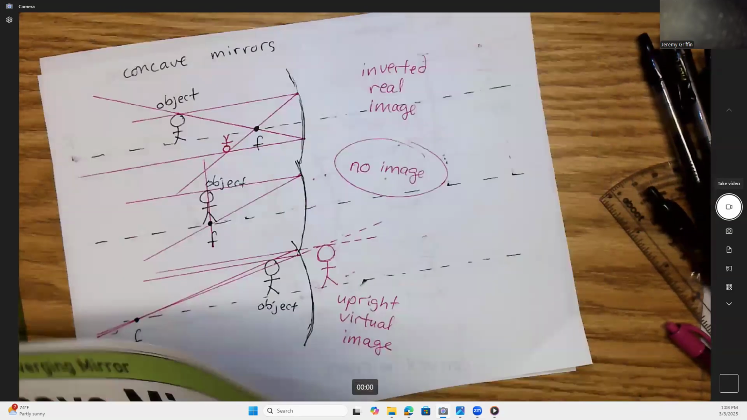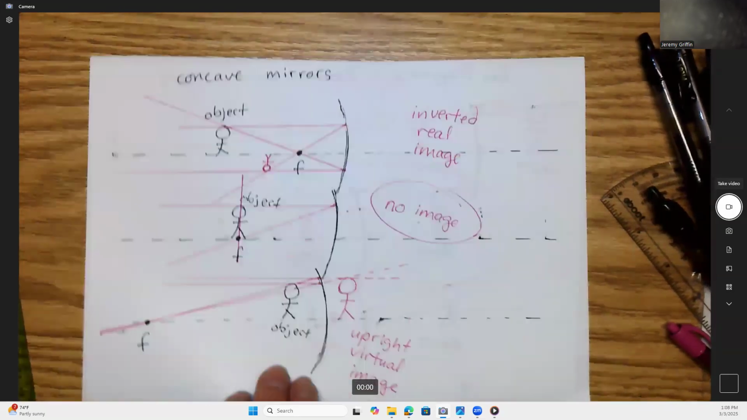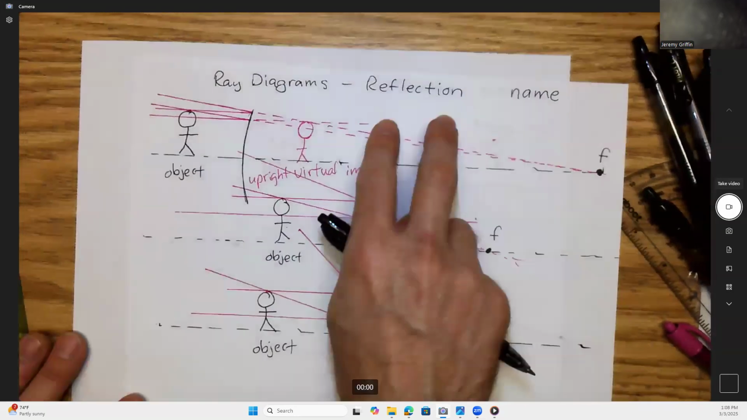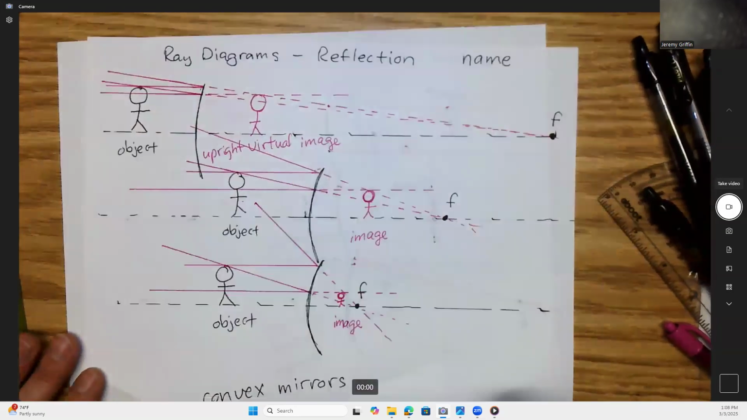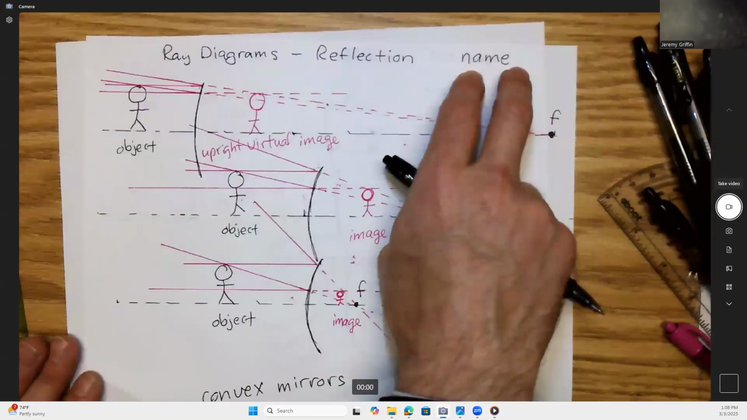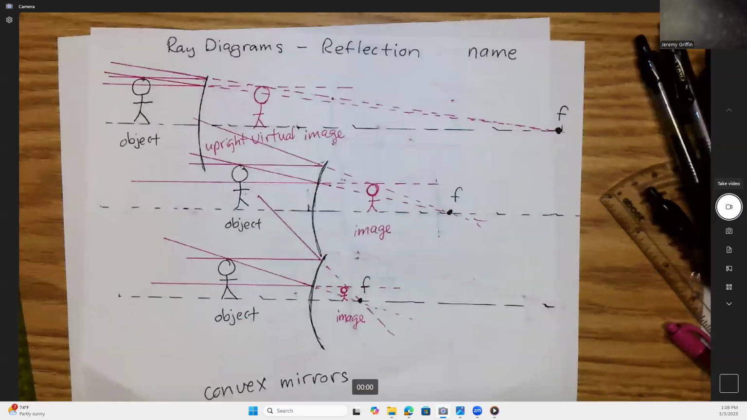All right, so let's recap. Guys, double check your page. Make sure you got all 6 ray diagrams. Make sure you got your name, and this is for reflection. We'll do some ray diagrams later this week for refractive lenses, but today's was reflection mirrors. Make sure your name's on it. Turn this into the gray tray, and I will give you guys points for those. All right, and that is a wrap on today.